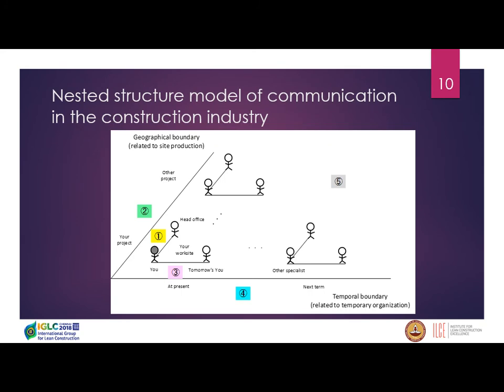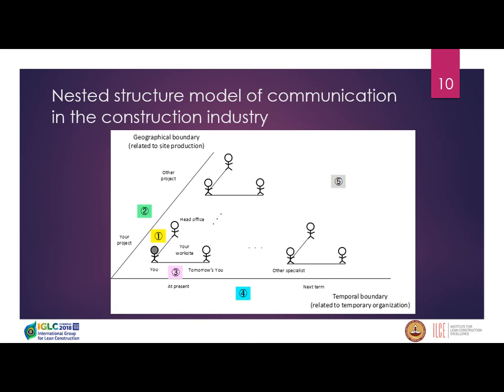So here is a proposed model for boundaries of communication. This model involves five boundaries. The vertical line is the geographical line, and the horizontal line is the time line. U means one of the members at the work site. There are two small boundaries here. The vertical geographical boundary is between you and the head office located in another place. The temporal boundary is between today's you and tomorrow's you.